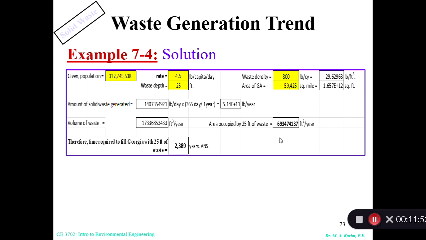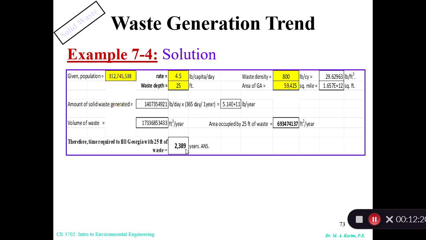I didn't show you the calculation. In this case, this is square feet per year, and this is the square feet. This divided by this will give me 2389. So this gives us a little bit of perspective, like, how many years? It looks like 2400 years will be taken to fill 25 feet of waste into the USA, at the rate which we are generating throughout the USA.